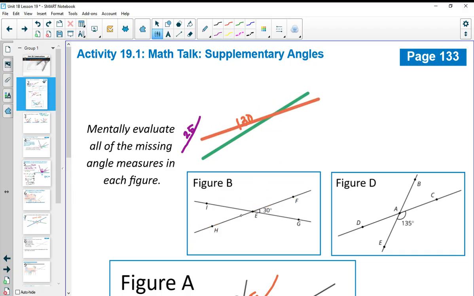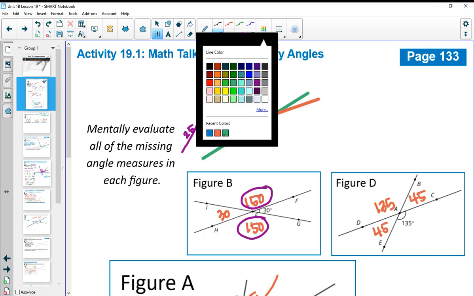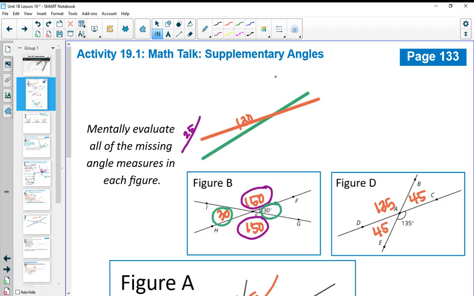And let me write some stuff back down on here. So we had this was 150, this was 30, this was 150. If you look back to this activity, we got this one was 135, we had this one at 45, and this one at 45. So when you're looking at vertical angles, this one and this one are vertical, and this one and this one are vertical. Similarly here, we've got vertical angles here, and then vertical angles here. So what relationship do you notice between the vertical angles?